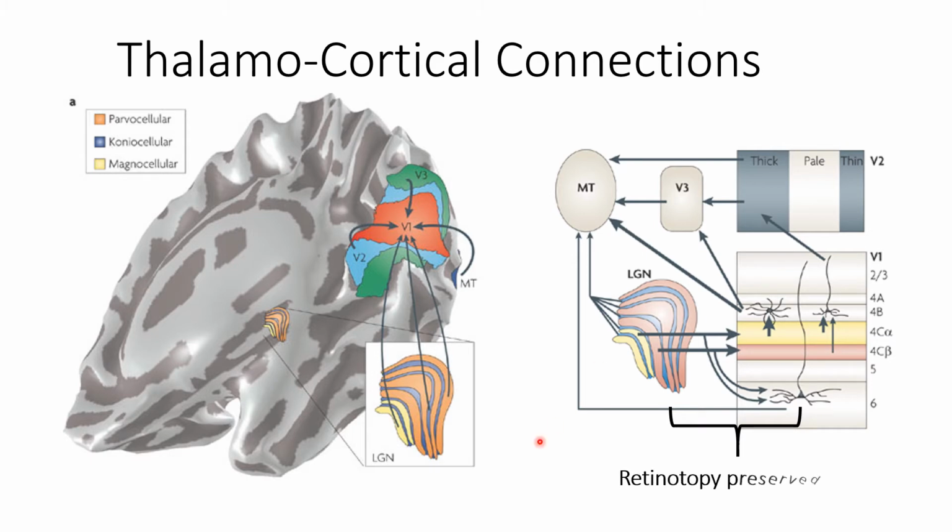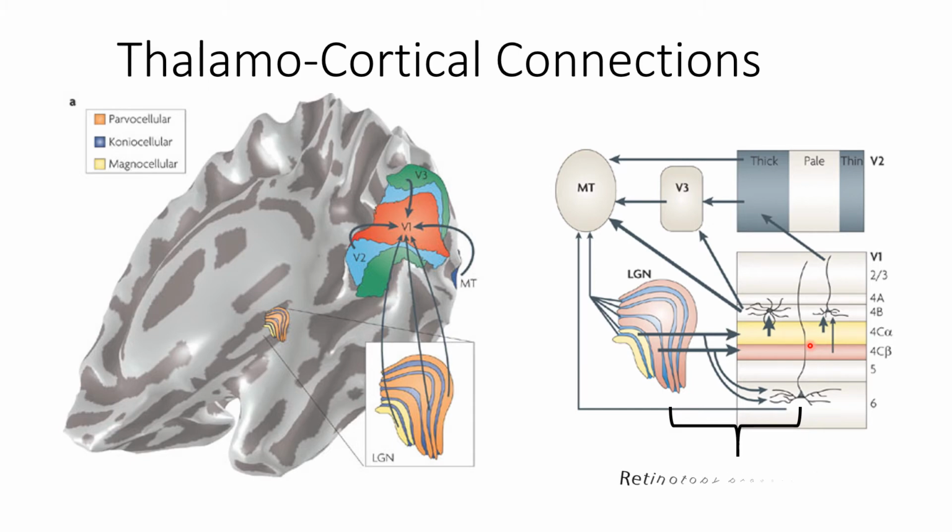Now let's talk about the lateral geniculate nucleus sending its axons to primary visual cortex, or V1. Specifically, almost all of the input from the lateral geniculate nucleus is going to layer 4 in primary visual cortex. Layer 4 has several sublayers, and the LGN input goes to the 4C alpha and the 4C beta layers. For our purposes, it's just good enough to know that LGN axons are going to layer 4.